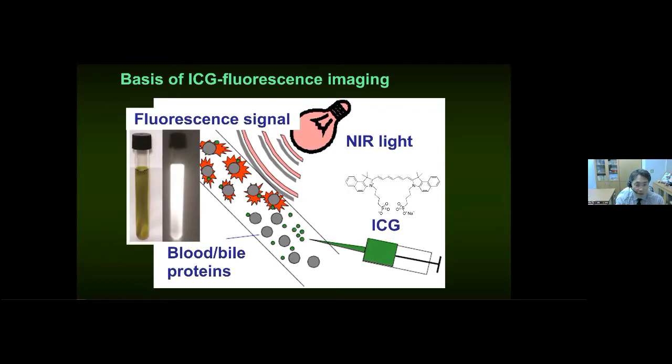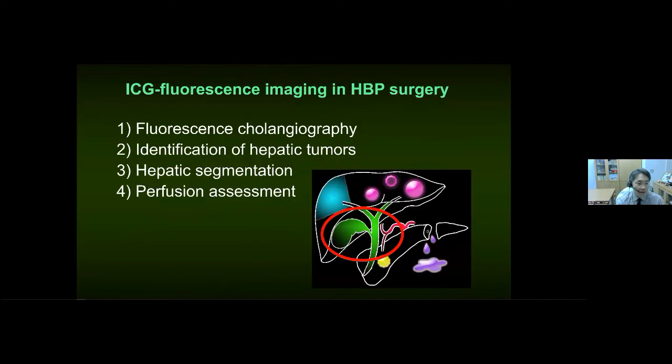ICG fluorescence imaging is based on the fact that ICG emits fluorescence signals when illuminated with near-infrared light. And in the field of HPB surgery, fluorescence imaging can be used for visualization of the extrahepatic bile ducts, identification of hepatic tumors, hepatic segmentation, and perfusion assessment.